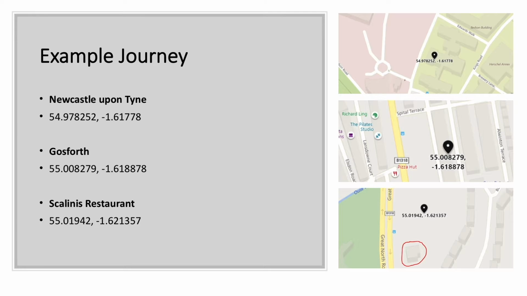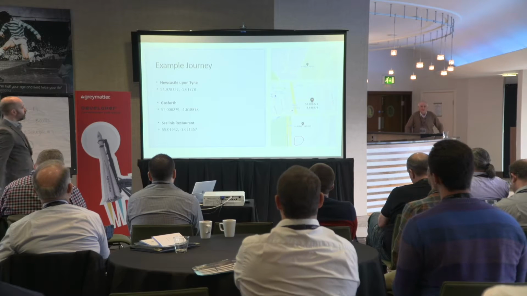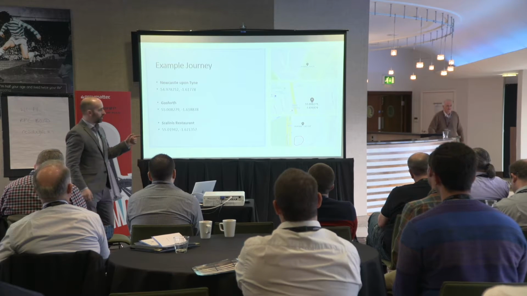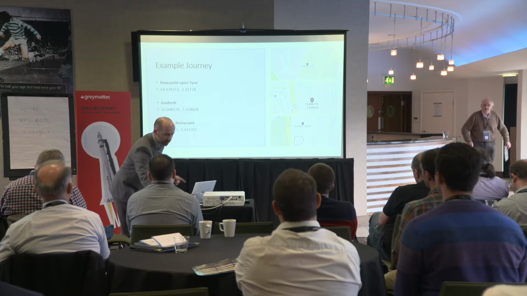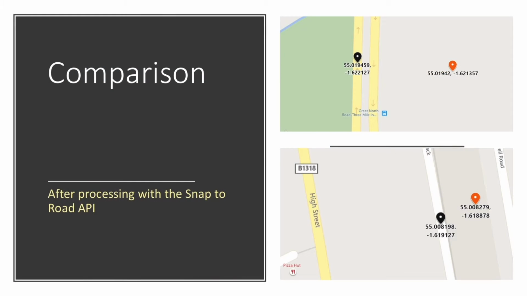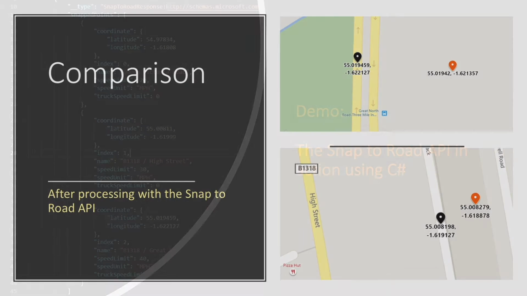But when you feed those coordinates into a map, it's just dropping them in places that you just can't travel on. But when you feed these data points into the Snap to Road API, it's going to find the closest road. So in the orange was the original location, and in the black pins you've got the actual proper location. You can take that data and then feed that into your product.